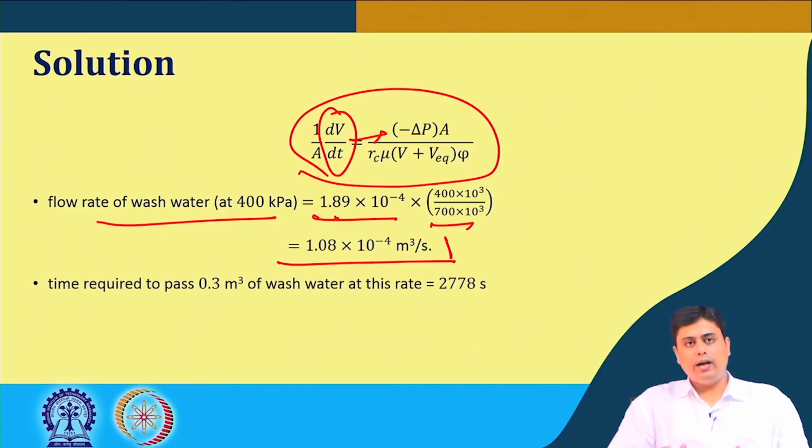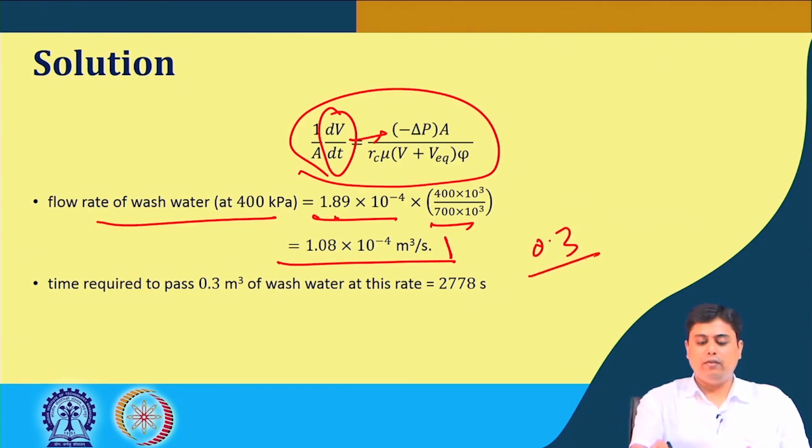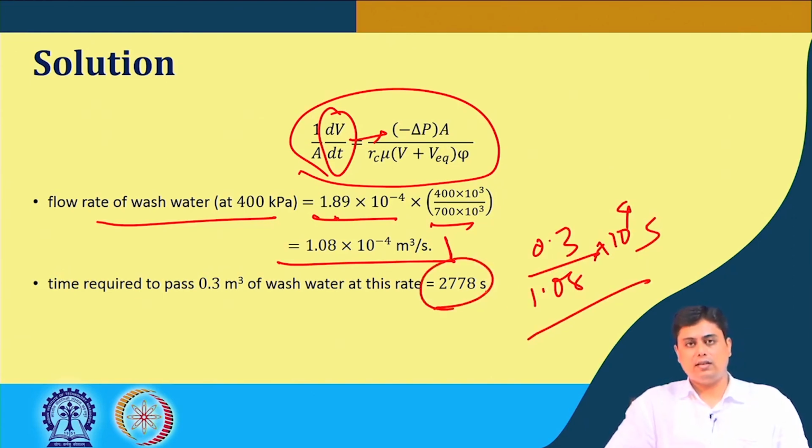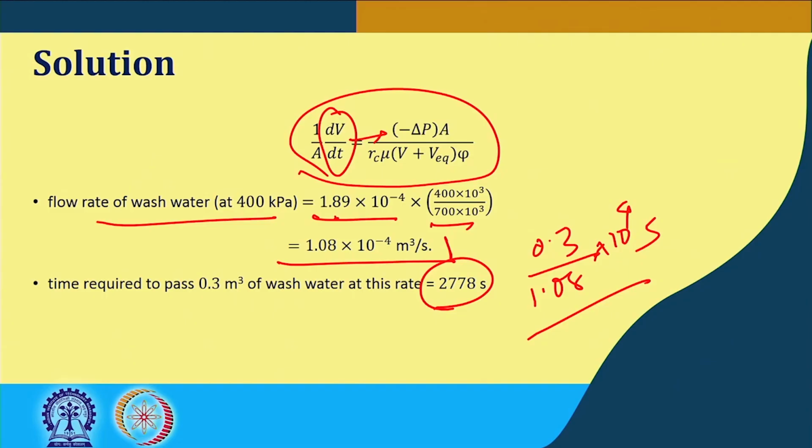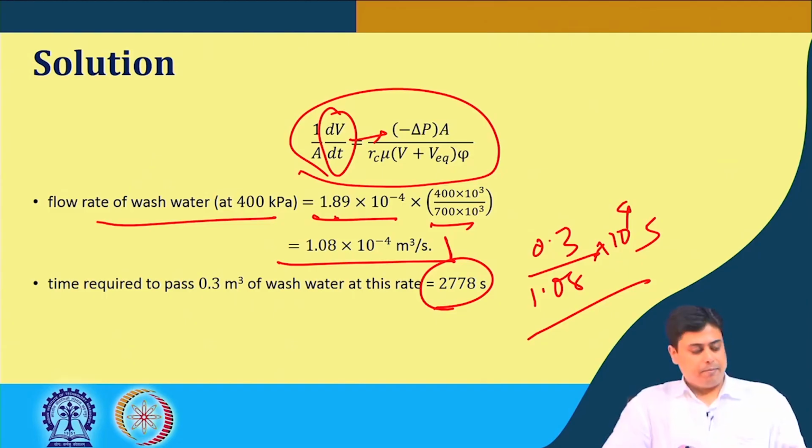So the time required to pass this 0.3 meter cube of wash water at this rate would be 0.3 divided by 1.08 into 10 to the power minus 4 seconds, which is 2778 seconds. So I hope this process of solution is clear to you.